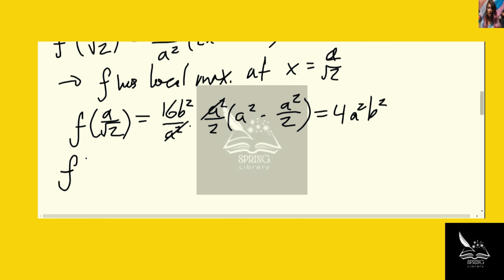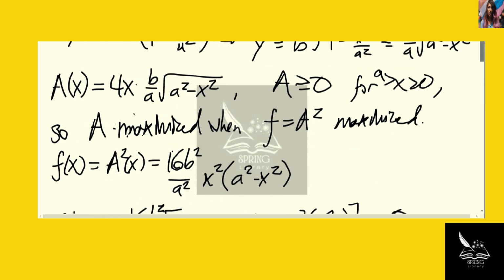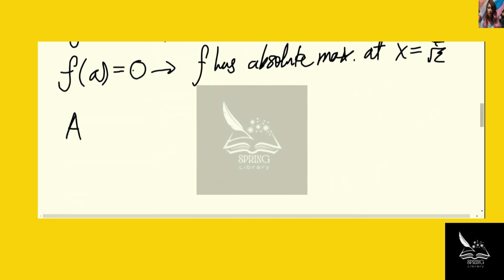4a squared b squared. And on the other hand, f of a is just 0. So it follows that f has, in fact, an absolute maximum at x equals a over root 2. And therefore, it follows that our maximum area, A, is A of a over root 2, which we plug in.